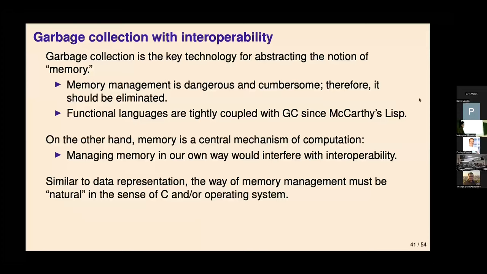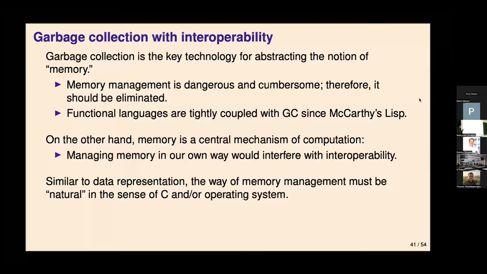From the perspective of interoperability, as you know, garbage collection is a key technology for automatic memory management. Memory management is very dangerous and delicate, therefore it should be eliminated and automated. And actually, functional languages are tightly coupled with decisions about the implementation.